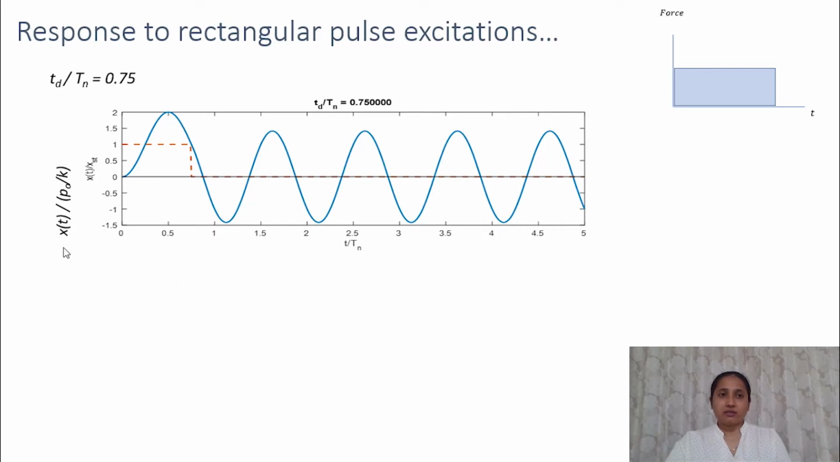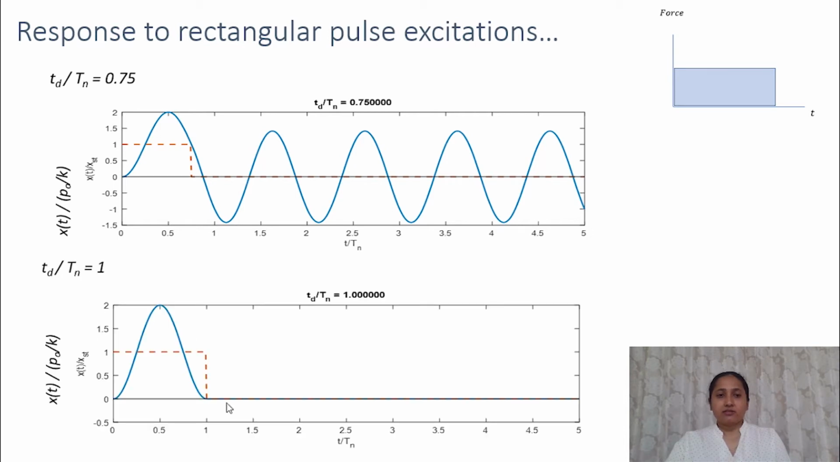Now let's see the response for Td by Tn equal to 1. When Td by Tn is equal to 1, the response is like this. That means during the forced vibration phase, the response increases from 0 to the maximum value, that is 2. That is the normalized response. So this is similar to the previous case. The response grows to 2. Then it reduces, it is oscillating back.